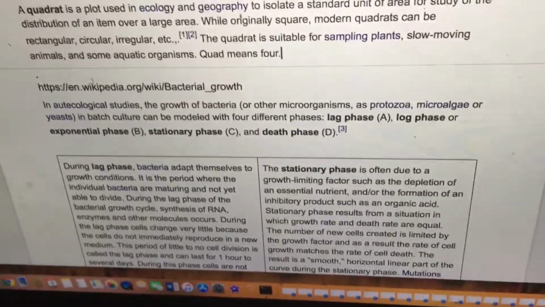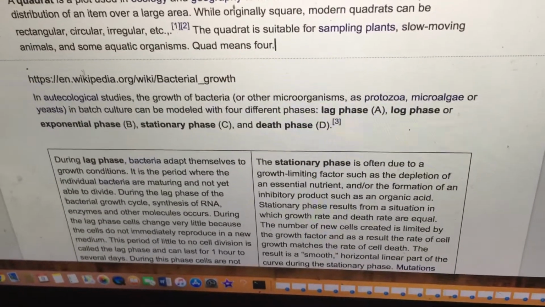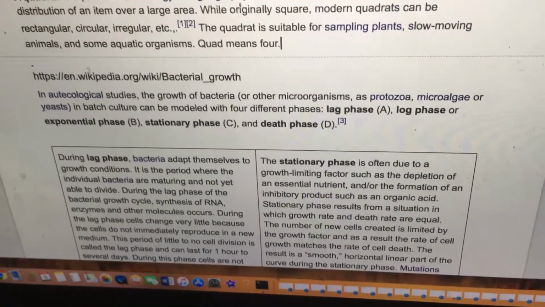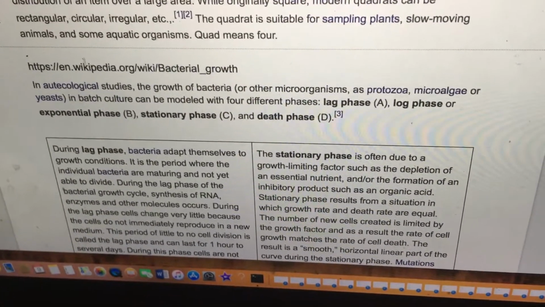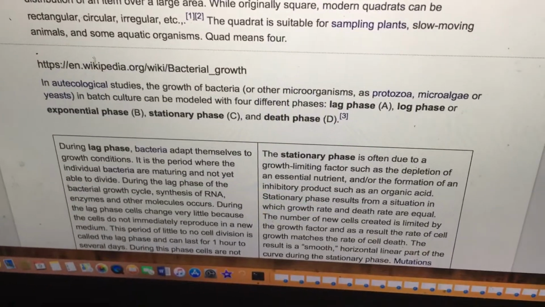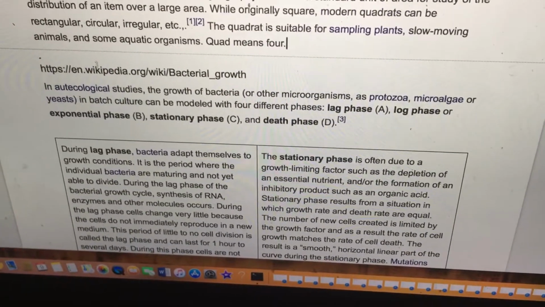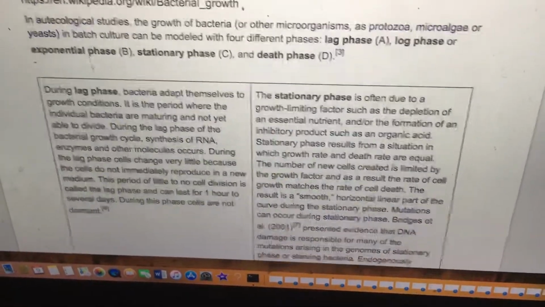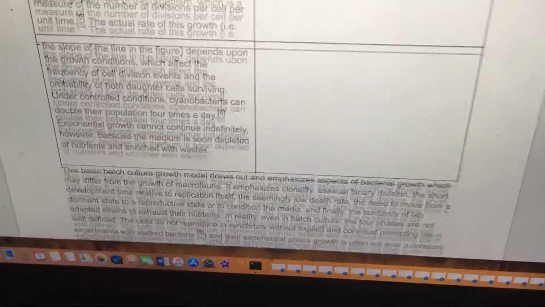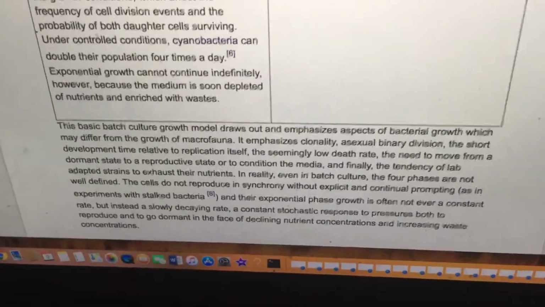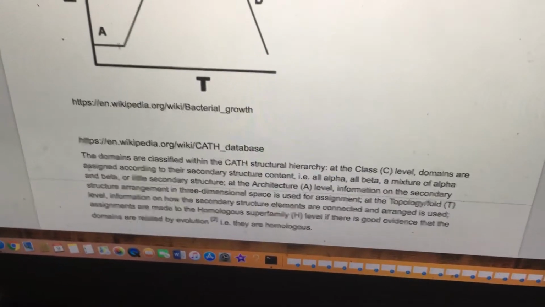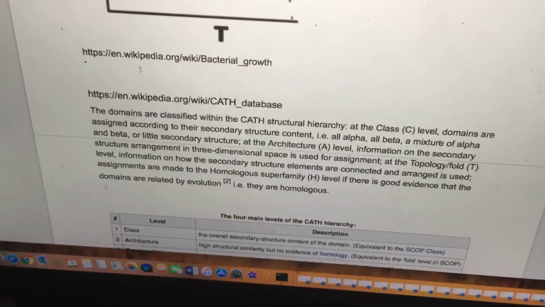In autoecological studies, the growth of bacteria or other microorganisms such as protozoa, microalgae, or yeast in batch culture can be modeled with 4 different phases: lag phase, log phase or exponential phase, stationary phase, and death phase. Those are the 4 phases. The basic batch culture. Okay. Here's the model. The 4 phases.